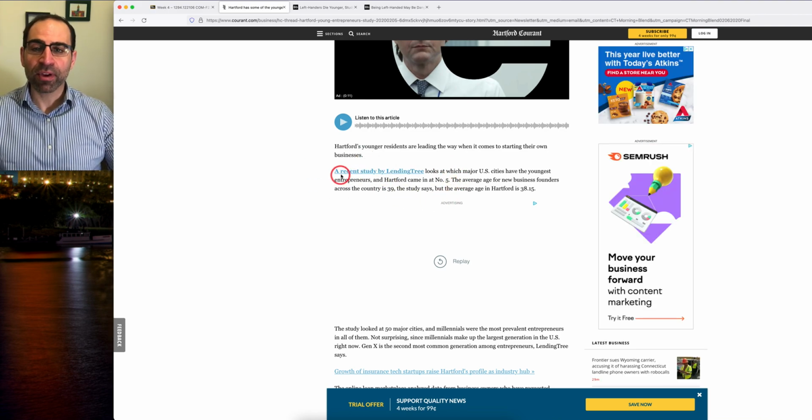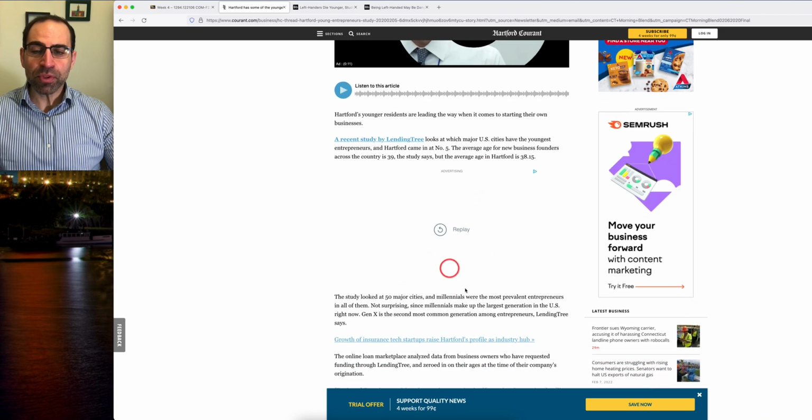Let's take a look at the nut graph. A recent study by LendingTree, so I know who's conducting it now, they're getting into the specifics, looks at what major U.S. cities have the youngest entrepreneurs, and Hartford came in number 5. There's a key detail. Notice they didn't bog this all down in the lead, right? They didn't put all this in the lead. The average age for a new business owner was 39, the study says, but the average in Hartford is 38.15, right?